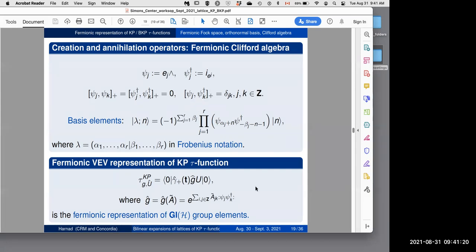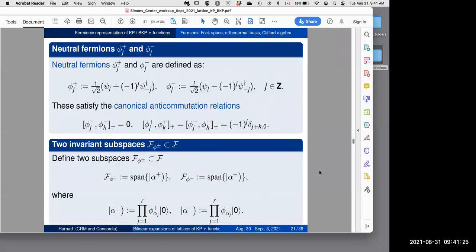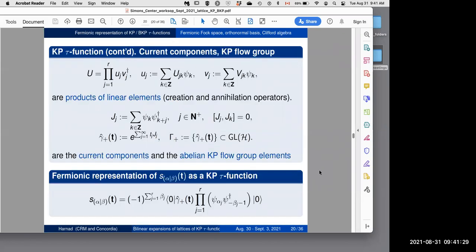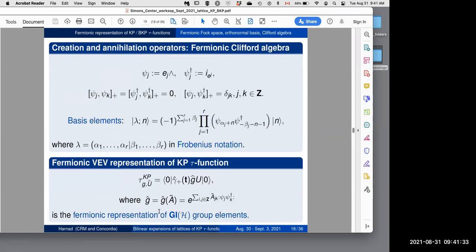So in these terms, in terms of fermionic charge creation and annihilation operators, the Schur function. Well, let me go back a moment. Any KP tau function has this universal expression, which goes way back to the late 1970s and Sato's work. You take a vacuum, this is n equals 0, vacuum expectation value.